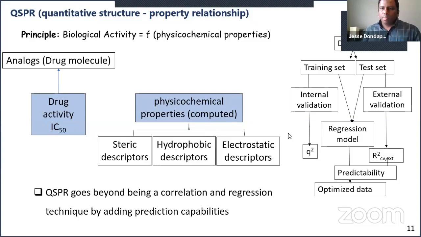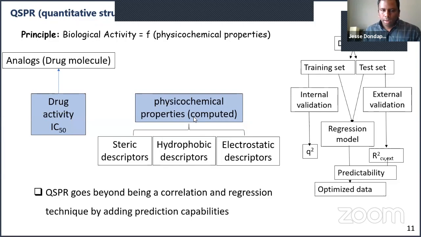And you have a series of drug activities for different analogs, and you can relate this activity to how you're changing the moiety. Once you have this data, you can also get physicochemical properties, which we also call descriptors, which is literally the same as physicochemical properties. We can calculate them using computational software. These properties can be wide ranging.